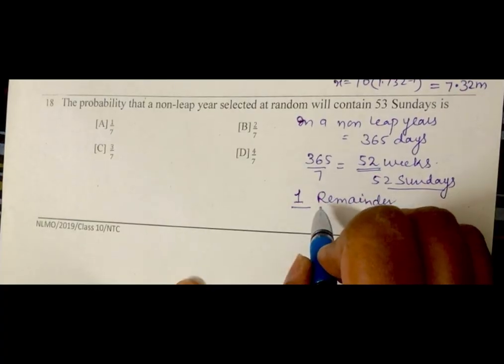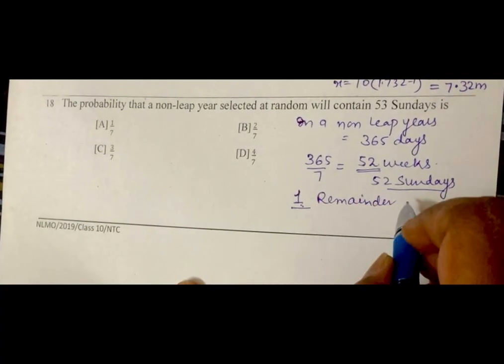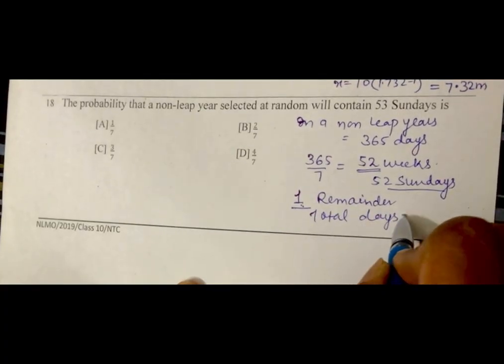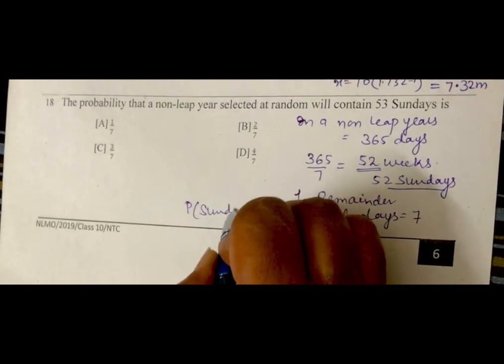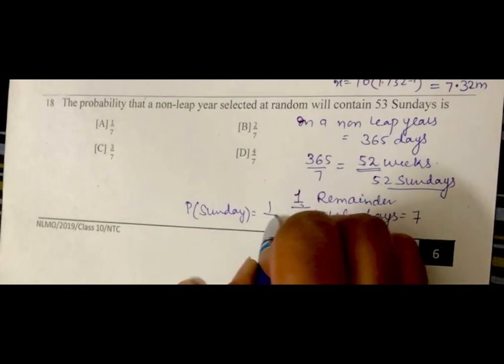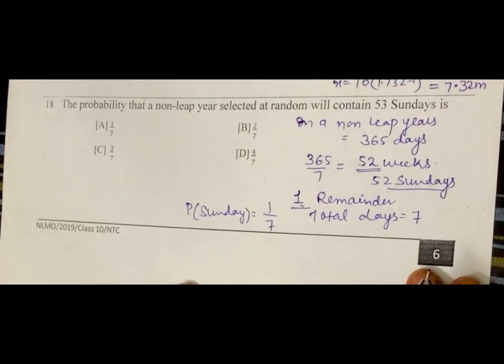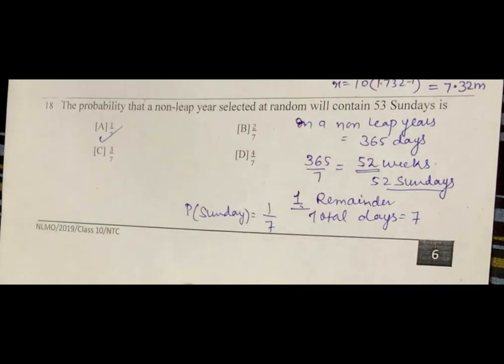Now the probability that it will be a Sunday: we have total days equal to 7, so the probability that it will be a Sunday will be 1 by 7. So our answer is option A. So this solves the question number 18.